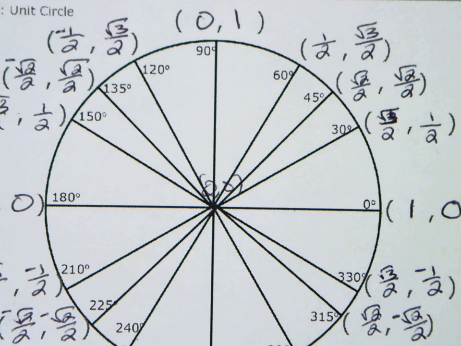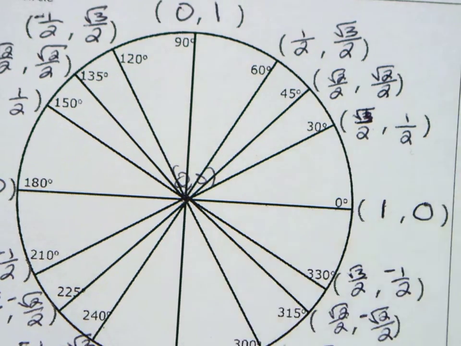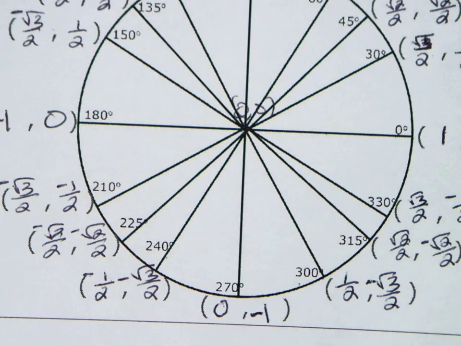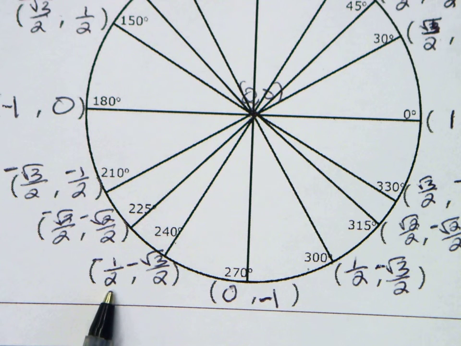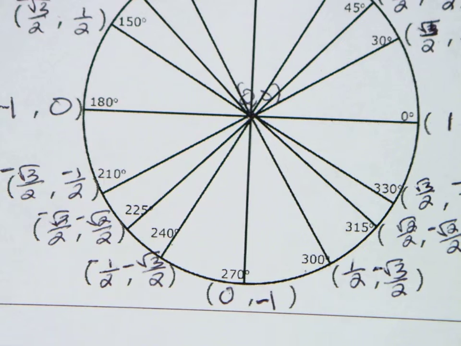Right? Cosine of 240. 240 is here. The cosine's x, negative 1/2. Right? Cosine of 240 is negative 1/2 because it's the x value. Right? So that is a method. All right, now practice. Memorization, guys.